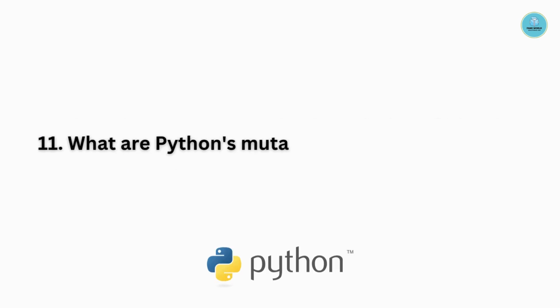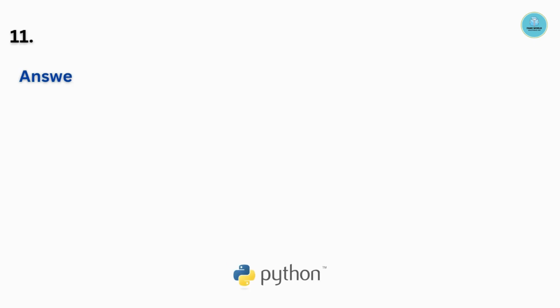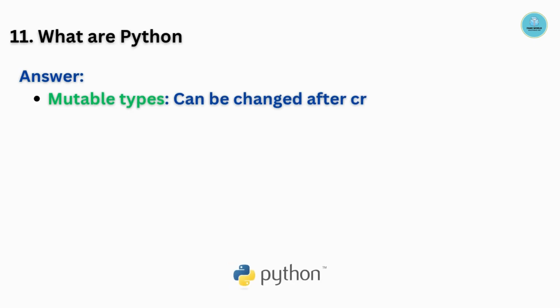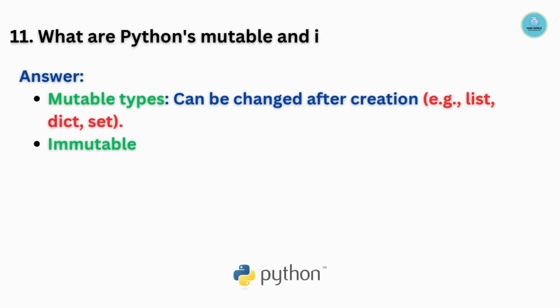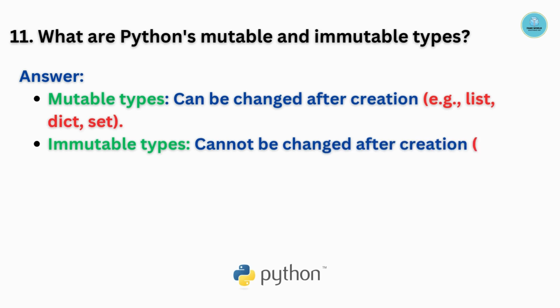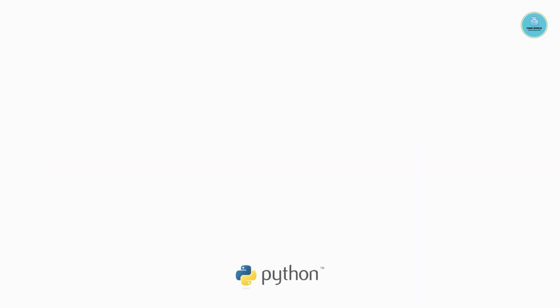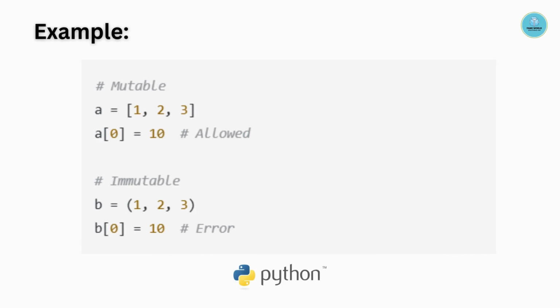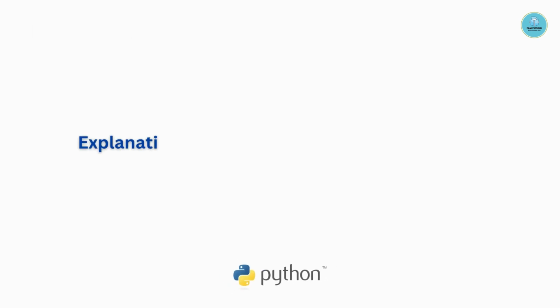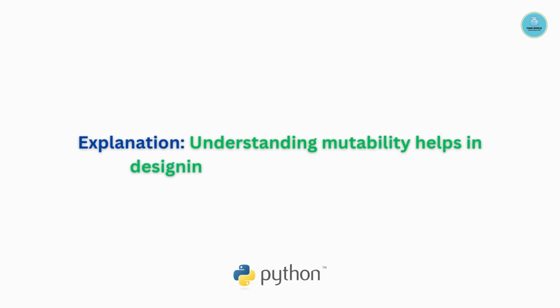Question 11. What are Python's mutable and immutable types? Mutable types can be changed after creation. Immutable types cannot be changed after creation. Example is as follows. Understanding mutability helps in designing efficient data structures.